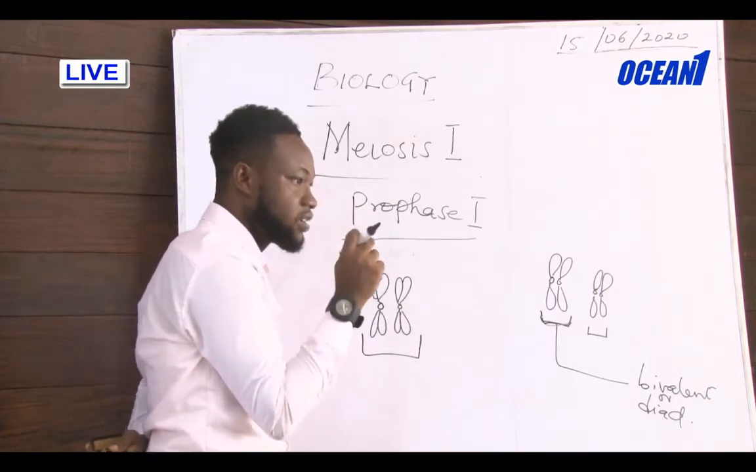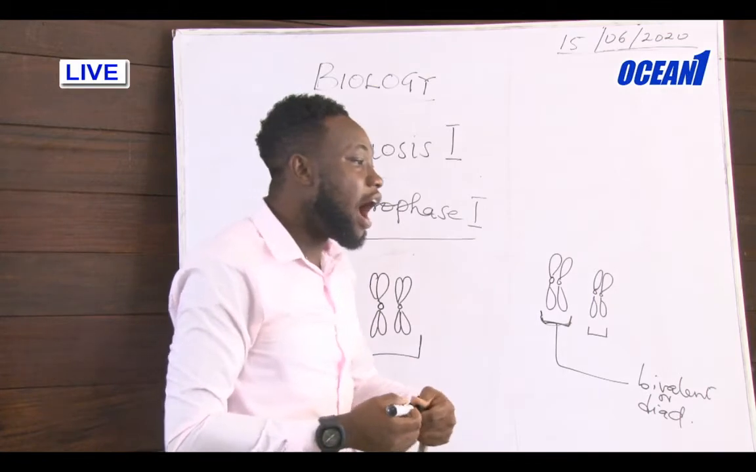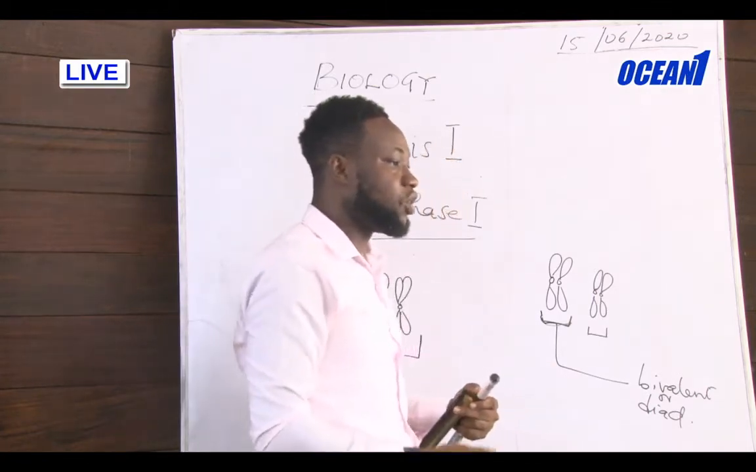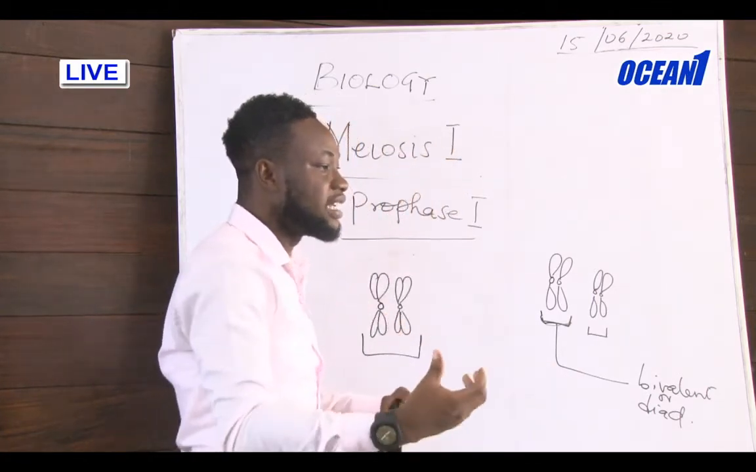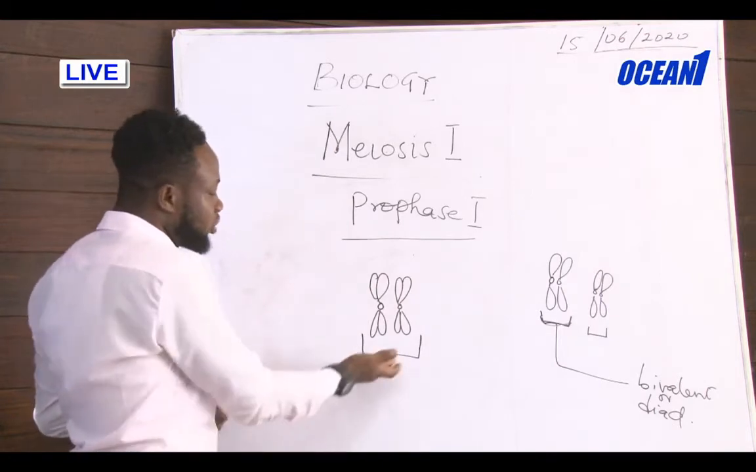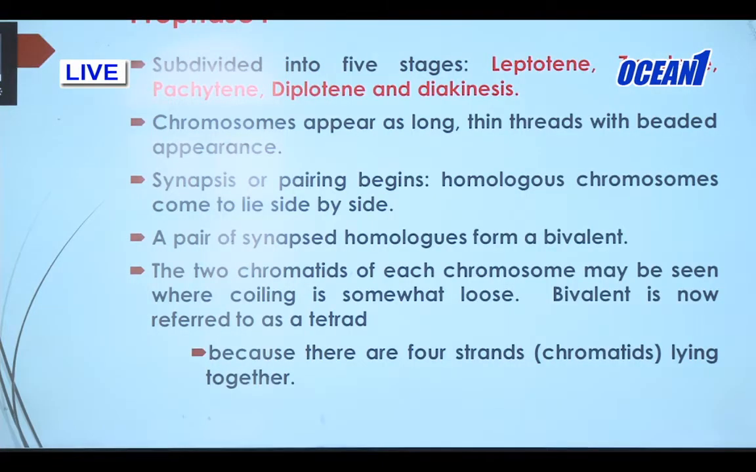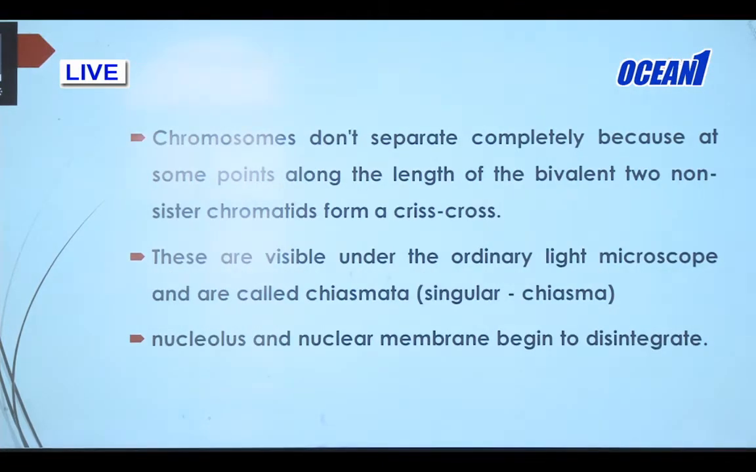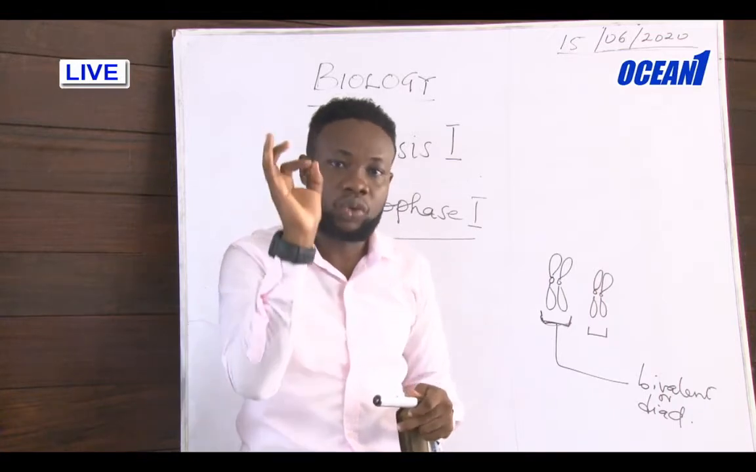A tetrad. All right. Now, why are you referring to them as a tetrad? Because there are four strands of chromatin lying together. So how many strands are we seeing? Four. Right? That is why we refer to them as a tetrad. So tet for four.